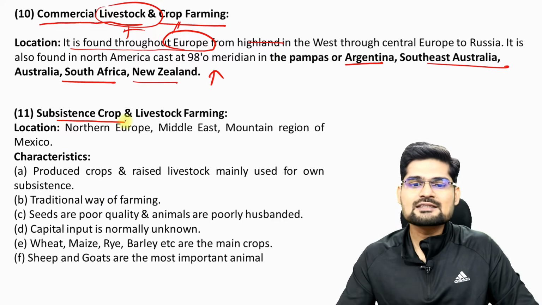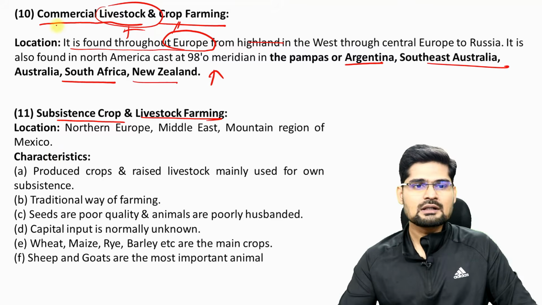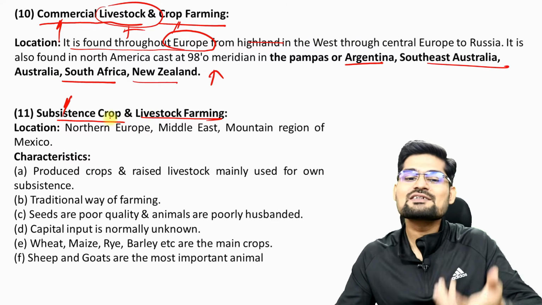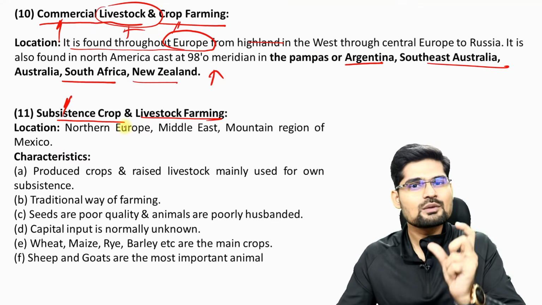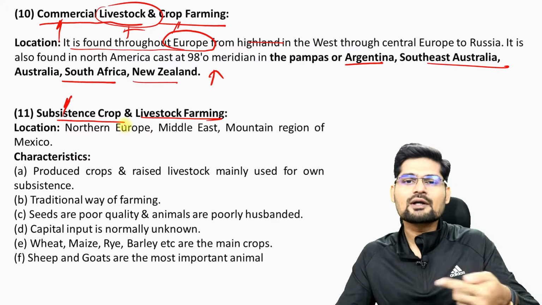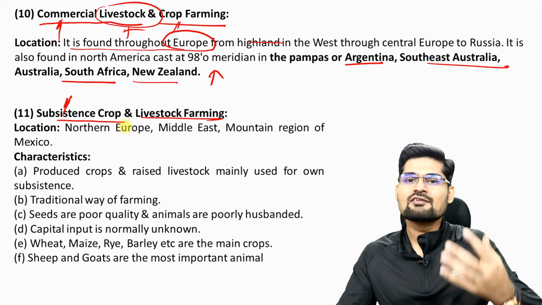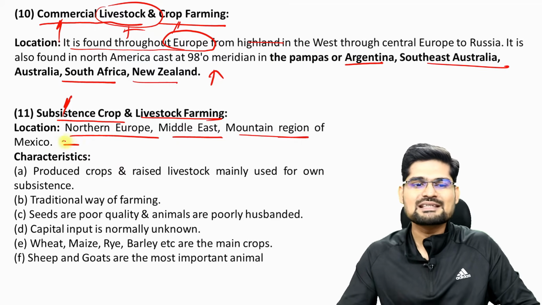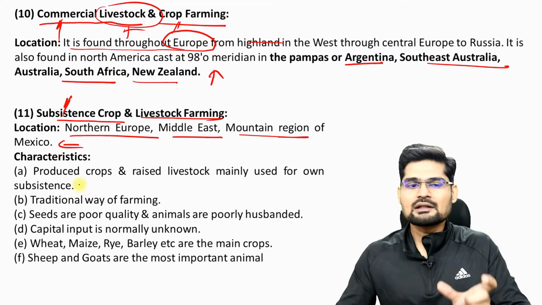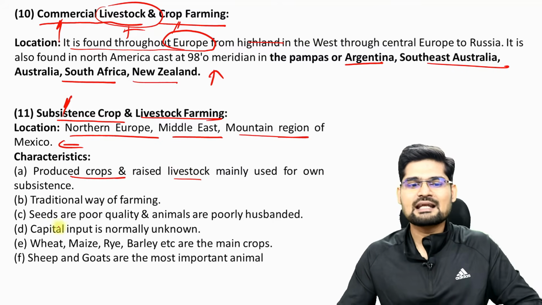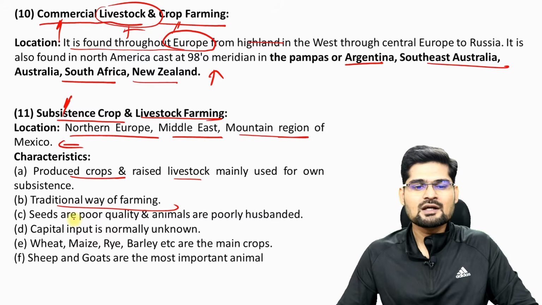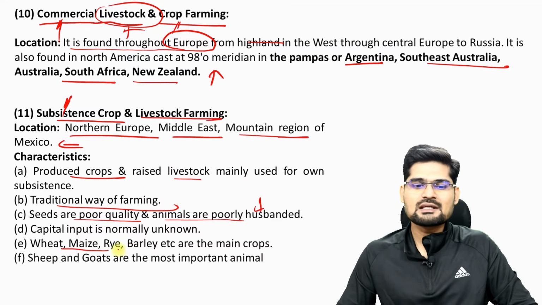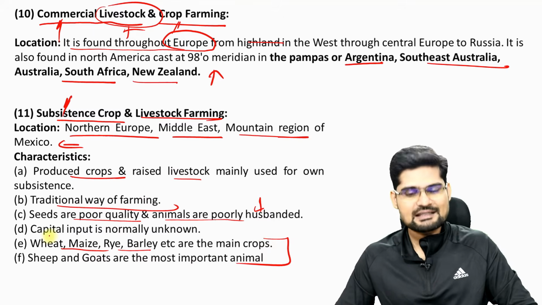Then subsistence crop and livestock farming. Now here, commercial, here subsistence. Livestock is common. So this is just for subsistence. Again, when the word subsistence comes, remember it belongs to poor regions, not economically very rich regions. So what you observe: Northern Europe, Middle East, mountain regions of Mexico, right? The crops are raised alongside the livestock, traditional way of farming, poor quality of seeds and animals are poorly husbanded, right? So wheat, maize, rye, barley are the major crops in these areas of the world.